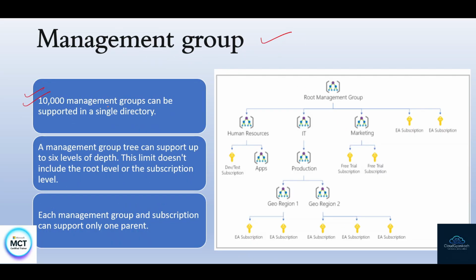We were discussing management group. You can create up to 10,000 management groups in a single directory or tenant, and you can create up to 6 levels of depth. So you can create this type of hierarchy up to 6 levels, and each management group and subscription can support only one parent. You have to plan and execute that hierarchy within the Azure portal. By default, management group is not opted in. If you want to manage multiple subscriptions together, you can leverage management groups.